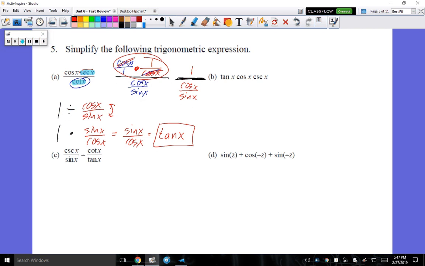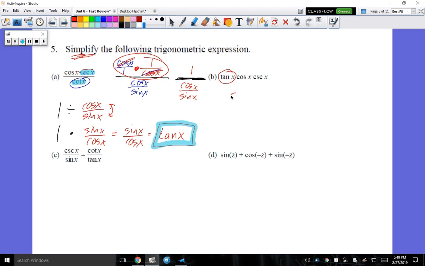So that's what we're trying to do. We're trying to simplify to the most simplified version of what we get. And of course, fractions are gone, and we are just left with tangent, that's the most simplified form. Let's go to part B.